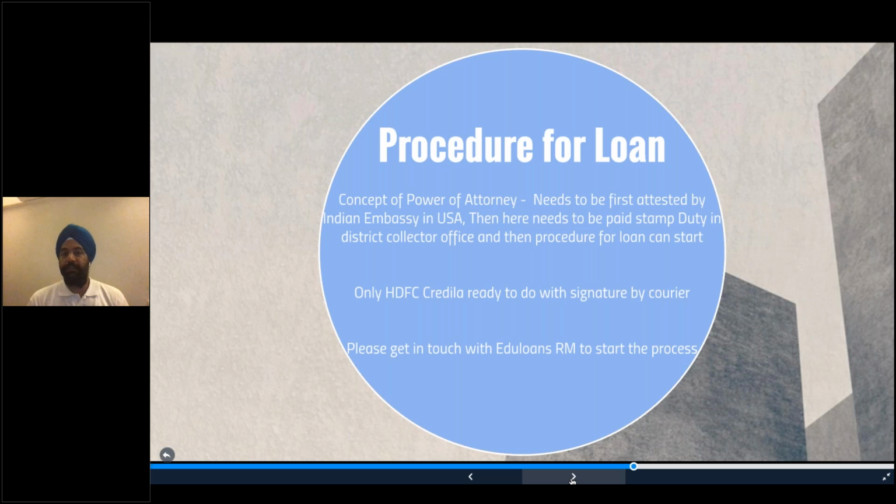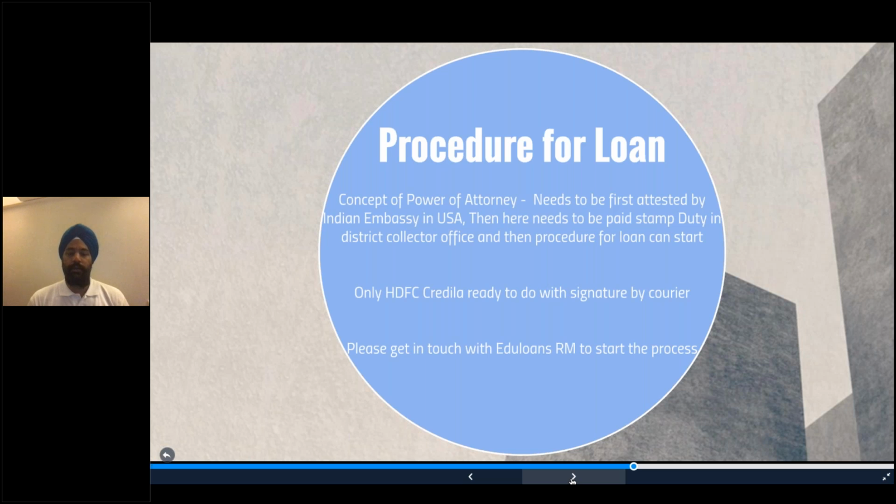This power of attorney cannot be just on a stamp paper. There are various steps involved. Each bank has its own format of power of attorney, and you first need to get it attested by the Indian Embassy in the US. Once you attest this power of attorney, you need to send it back, and your parents here need to pay the stamp duty at the district collector's office, and then the procedure of the loan can start. So very important, guys, this power of attorney concept. It's important for you to understand what exists and how we can do it. We at Loans can completely help you out. Please reach out to us if you need loans across the board, and we'll definitely get it done.